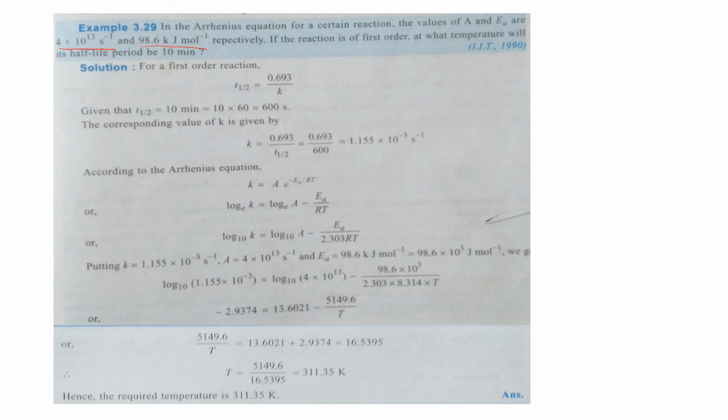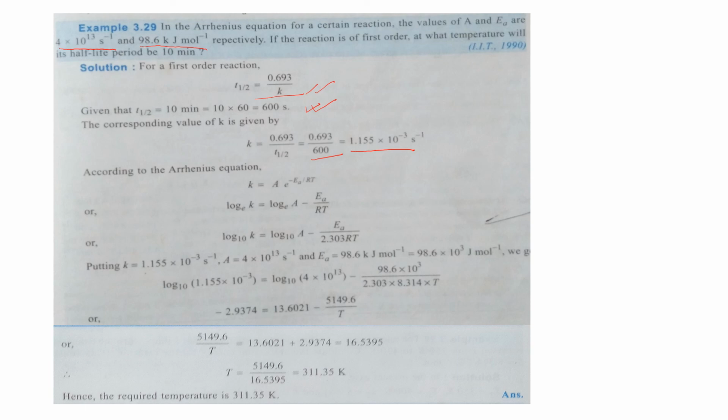So here they have changed it. T half is equal to 10 minutes, so 600 seconds. Now for a first order reaction, T half equals 0.693/K. So from here I can find out the value of K for the reaction. The corresponding value of K is 0.693/T half. Now T half is 600, so it is coming to 1.155 × 10⁻³ s⁻¹. The unit is second minus 1 because it is a first order reaction.